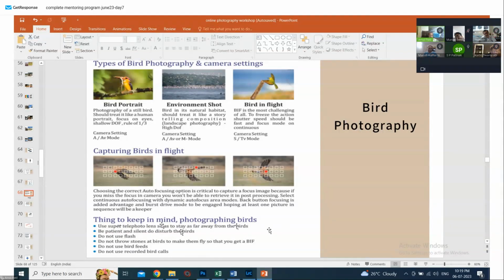Let's go on, things to keep in mind: be patient and silent, do not disturb the birds. Right, definitely keep this in mind. Do not use flash because birds are also living beings, so do not flash them in the eyes, they can go blind. Do not throw stones at the bird to make them fly, so that you get the bird in flight.